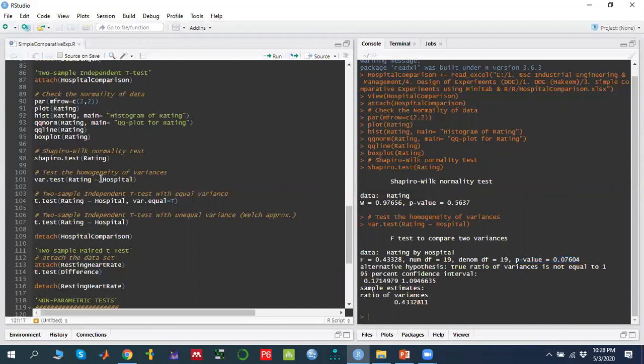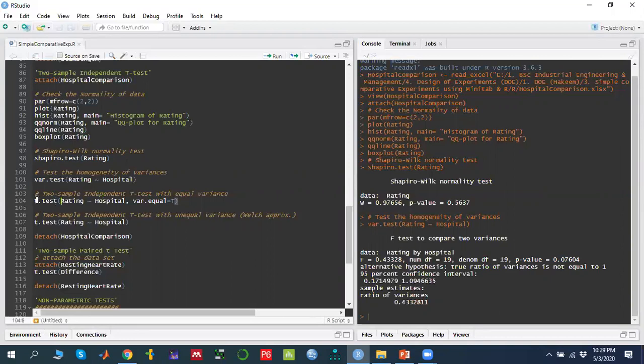So for our problem or our data set, the normality condition is fulfilled because the p-value is greater than the pre-decided alpha value, which is 5%. And according to the F test, we got the result that the variances are equal. Okay, so that means the homogeneity condition is fulfilled as well as the normality condition. So now we can apply the two sample independent t-test by assuming that the variances are equal.